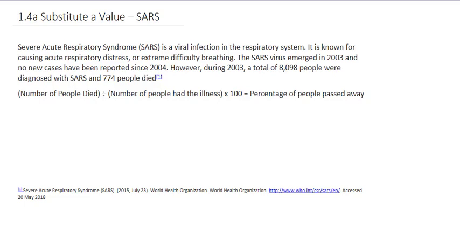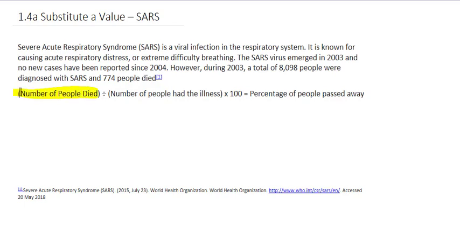Substitute a value. SARS. After the SARS epidemic had been contained, the spread of the illness had stopped, which means healthcare professionals combined all the data and information together in order to get a larger understanding of how the illness progressed, where it was found, how many people contracted the illness, and how many people passed away. When doing this, they used pre-existing formulas to help them process the information. So, for example, to determine the percentage of people who died as a result of the illness, they used this formula.